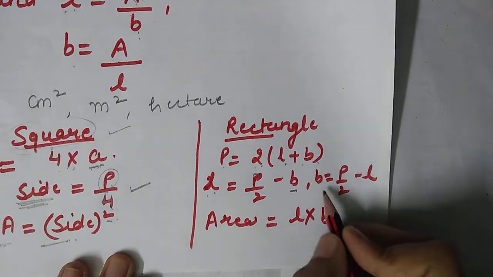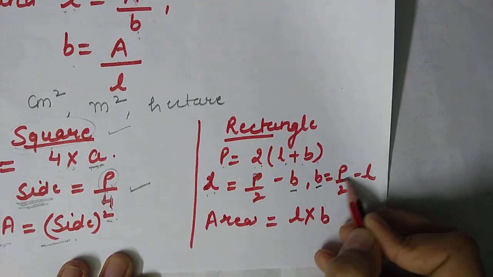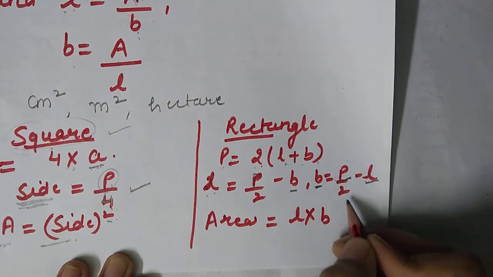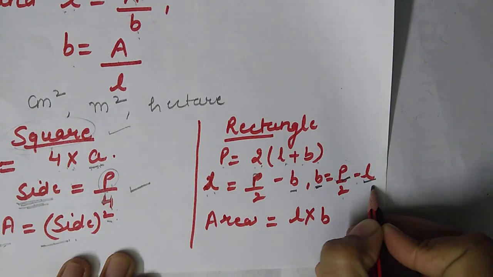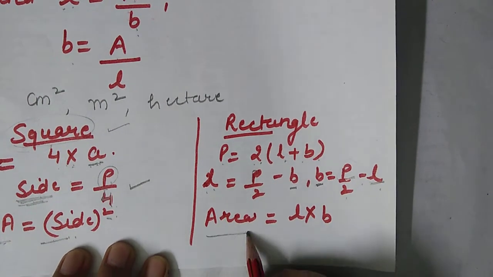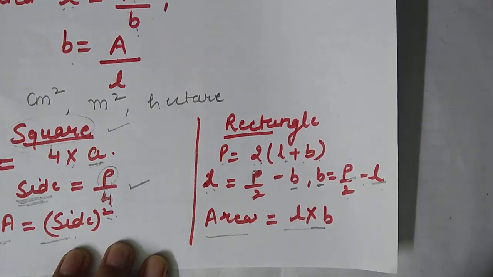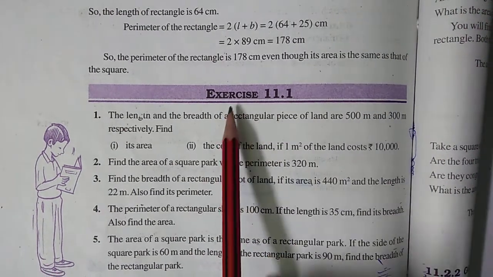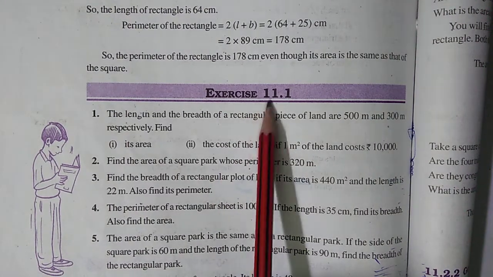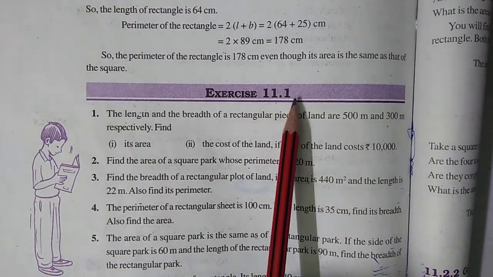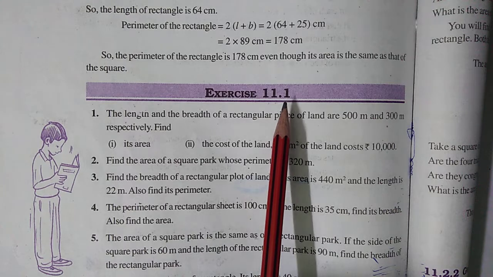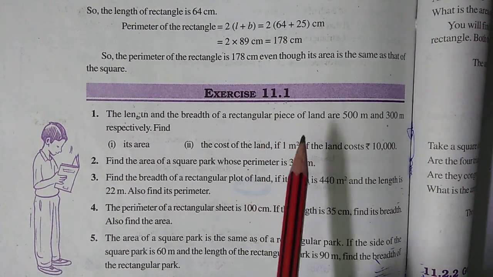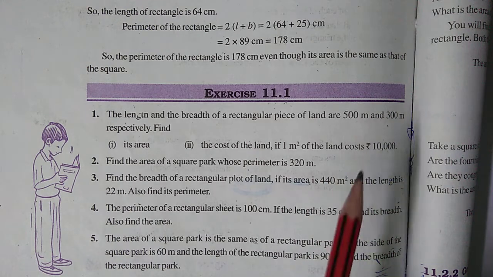Same for breadth. Whenever you are given the perimeter and length, how will you calculate the breadth? That is equal to perimeter divided by 2 minus L, and the area of a rectangle is length into breadth. Now students, let us discuss the questions of exercise 11.1, which include questions on the concepts we have already learned, that is, the perimeter and area of a square and rectangle.